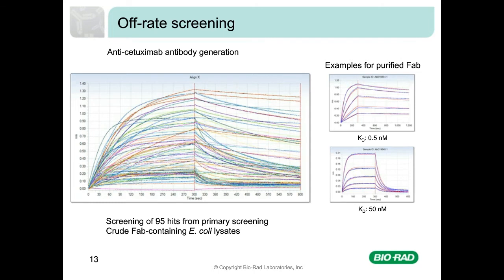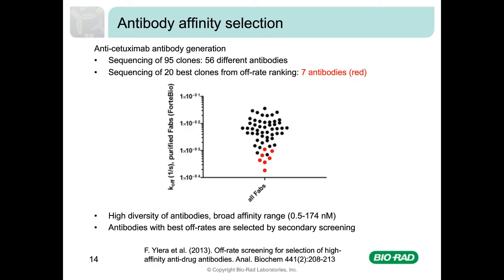Sequencing of these 95 clones resulted in 56 different antibodies, so there is a high diversity, and the antibodies cover a broad affinity range from 174 nanomolar down to 500 picomolar. This graph also shows that from K-off ranking we do select the antibodies with the best affinities. The 7 red dots represent the antibodies selected from sequencing the 20 best clones from K-off ranking.